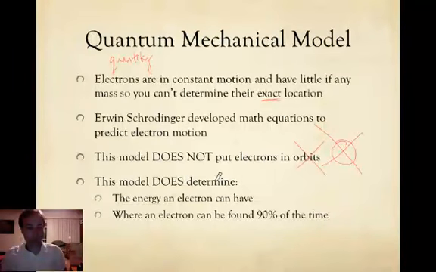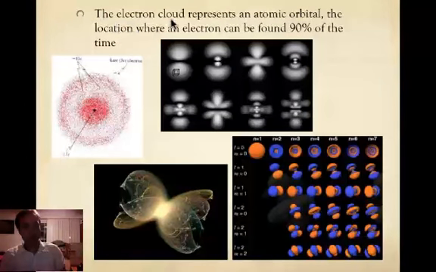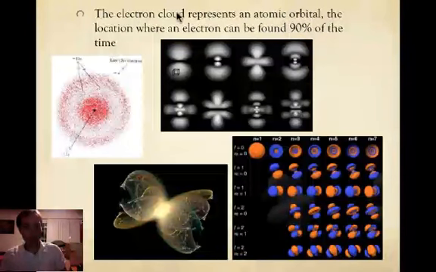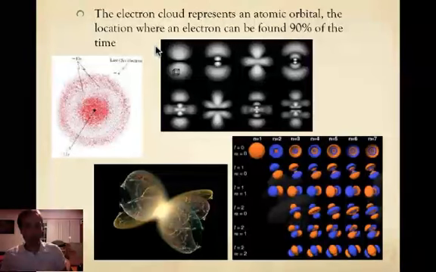What the model is good at doing is it tells us the energy an electron can have. So in other words, it will tell us what energy level an electron is at, and it will tell us where an electron can be found 90% of the time. When we say 90% of the time, it's a three-dimensional space that we can find the electron in 90% of the time. So let's sum that up. What the quantum mechanical model says is that there's an electron cloud that represents Bohr's circular orbitals. Okay, circle was bad, 3D cloud is good. So there's a 3D cloud that represents those orbitals where the electrons can be found 90% of the time.